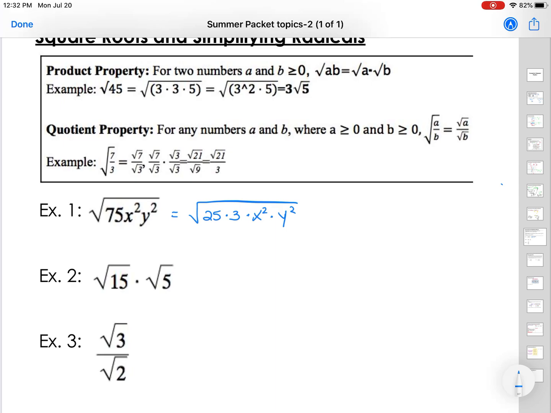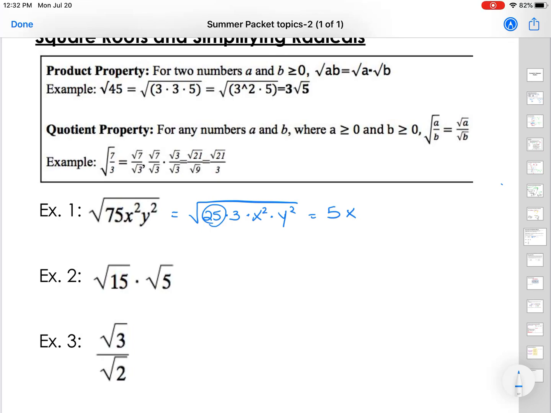So if we do this, the square root of 25 is 5. So this guy I'm taking the square root of and getting 5. I can't take the square root of 3, so I'm going to leave that guy behind. The square root of x squared is x. Technically, that should be an absolute value because we went from even to odd, an even exponent of 2 now to an odd exponent of 1.